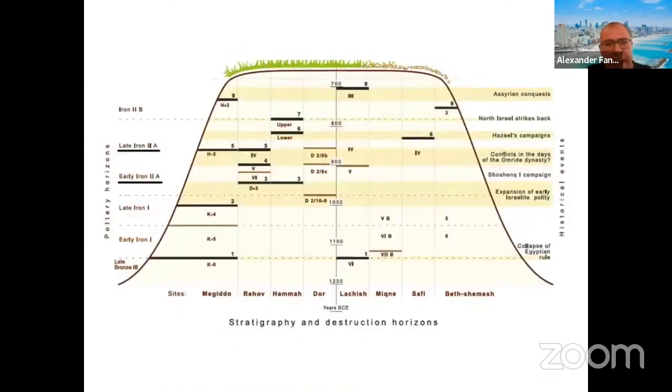And this different set of arguments includes a lot of destruction layers in the Southern Levant, starting from the collapse of the Egyptian rule and the expansion of what we call the early proto-Israelite polity, and destruction layers that could perhaps be associated with this expansion, the conflicts during the days of the Omride dynasty and the Shoshenq campaigns, and the associated destruction layers, and of course the destruction layers attributed to Hazael and to Aramean destructions in the late 9th century, which could now be firmly associated with layers both in the north and in the south, in Tel Gat, for example, and also in many sites in the north.